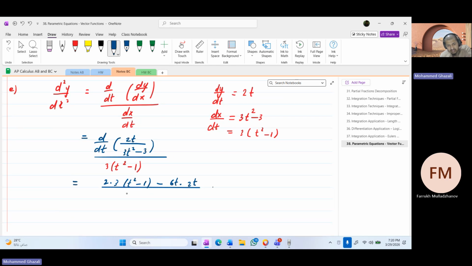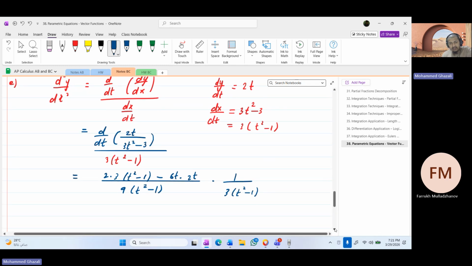So if I square the denominator, I'm going to get 3 squared. When you're squaring the denominator, you're basically squaring this. So 3 squared is 9 into t squared minus 1. And now this part is still divided by all of this. So dividing by this means multiplying it by 1 over 3 into t squared minus 1. And that's our answer. We're still going to simplify this, okay?